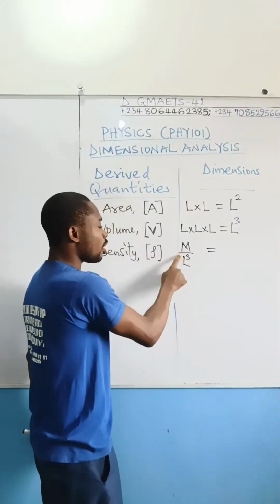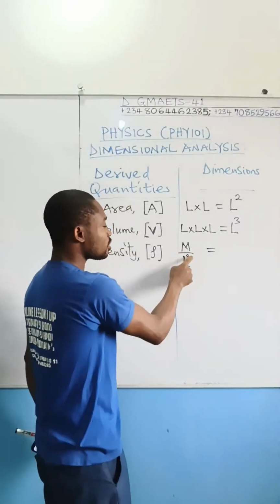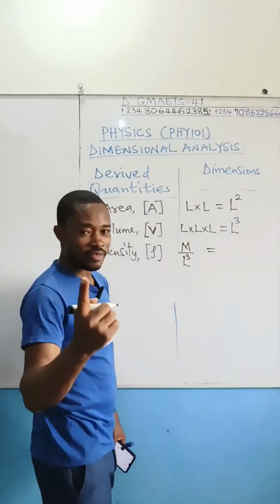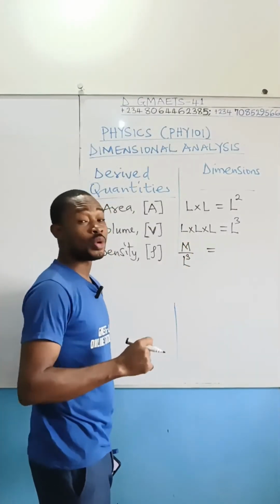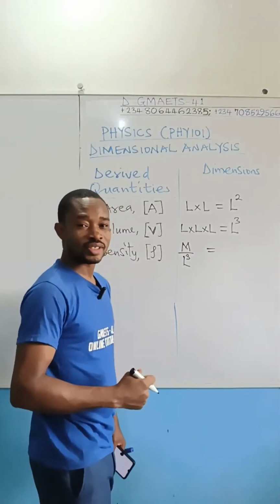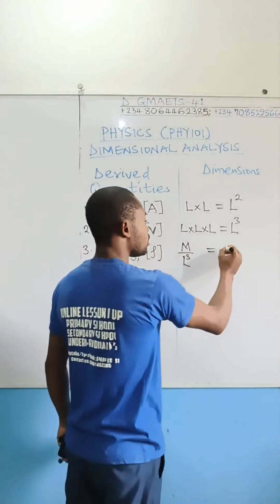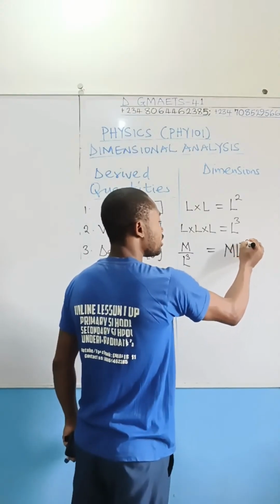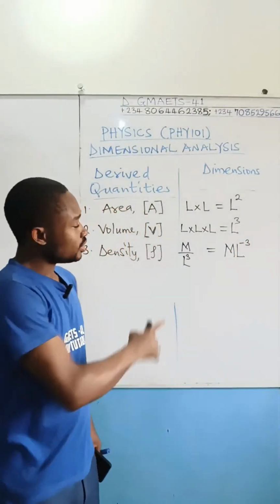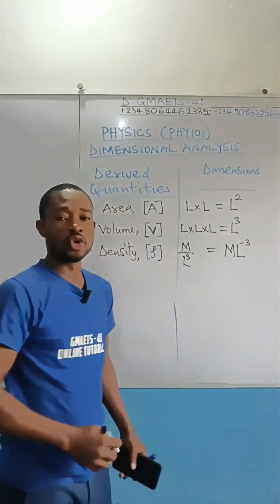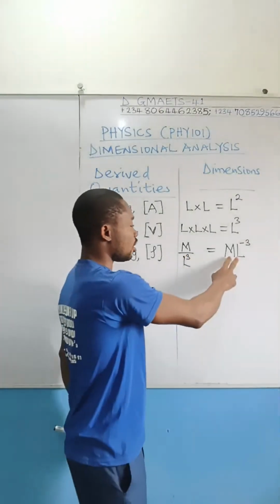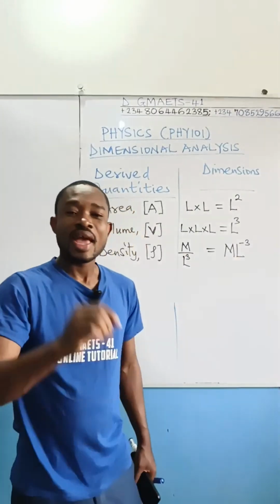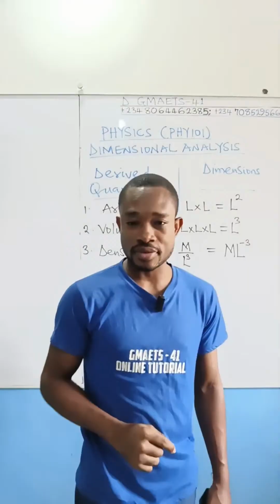Therefore, this M all over L cube, this L cube will be taken up to multiply M. And of course, if it is going up, I've explained all these concepts when we were dealing with the unit of derived quantities. If L cube goes up, you're going to get M times L raised to power minus 3. This is the dimension of density, M L raised to power minus 3.